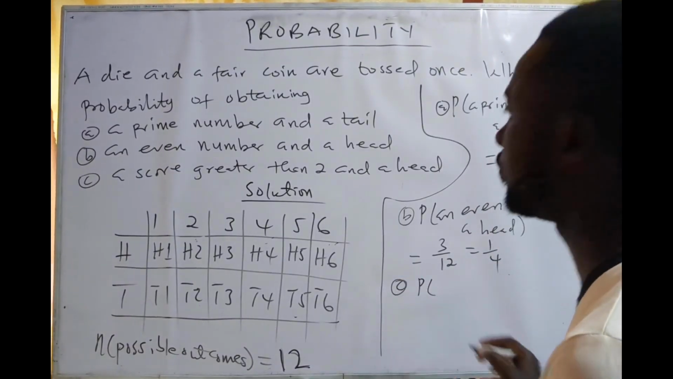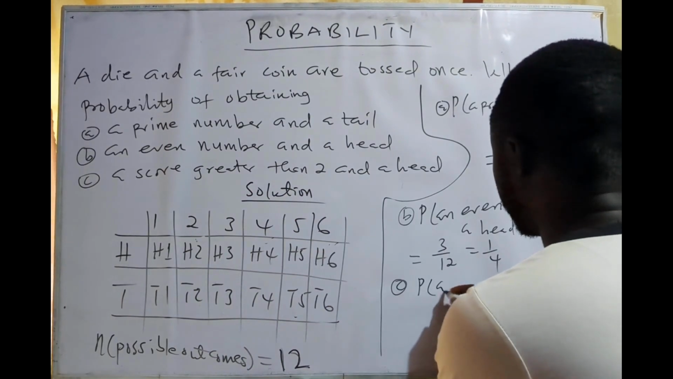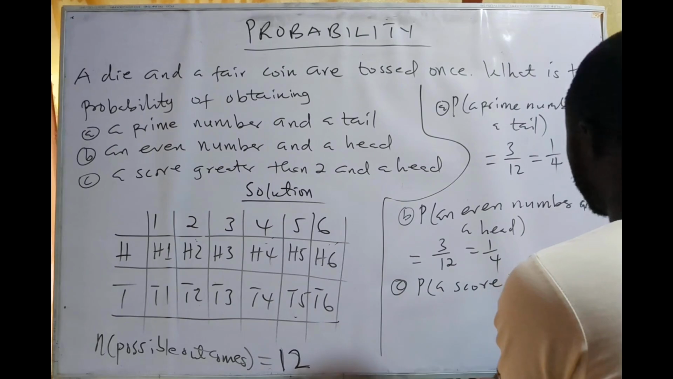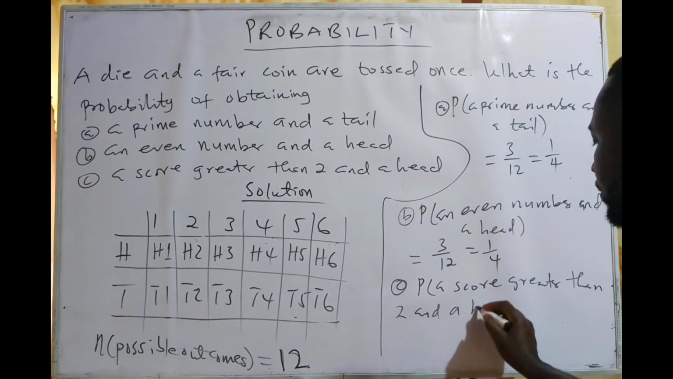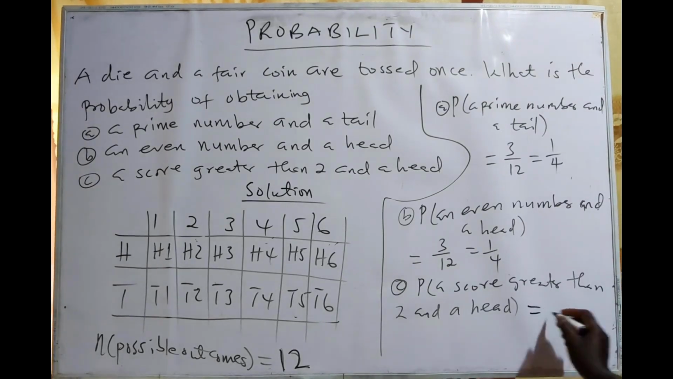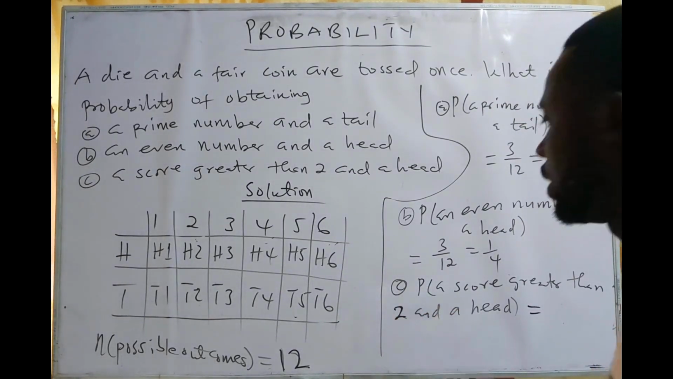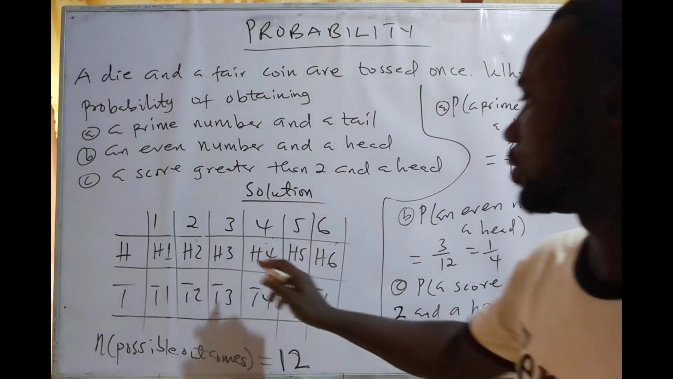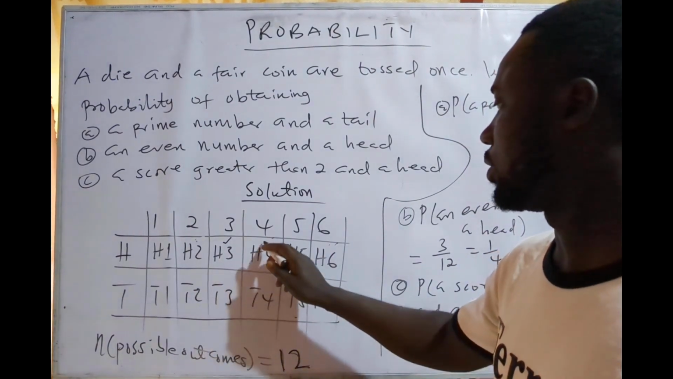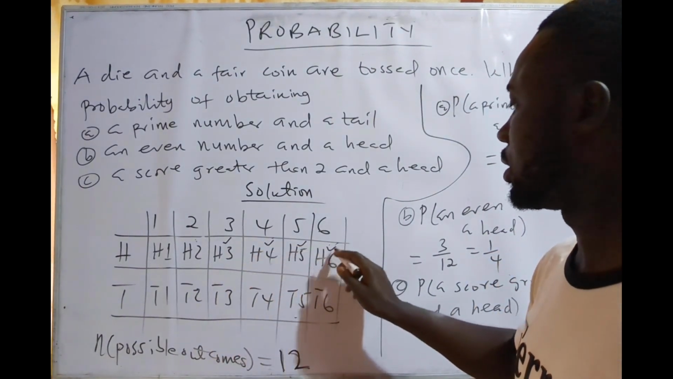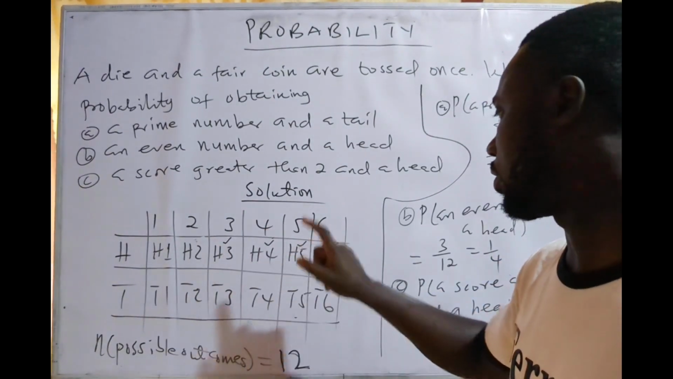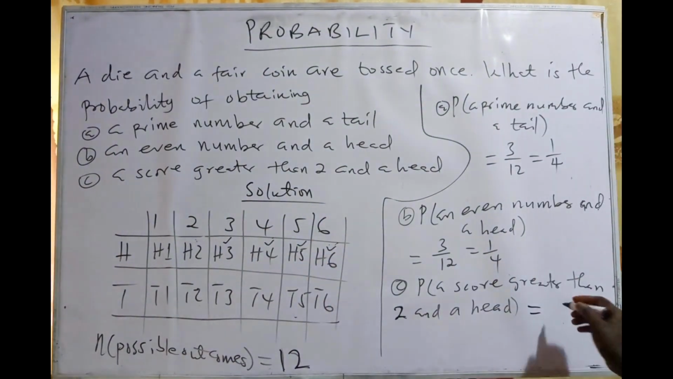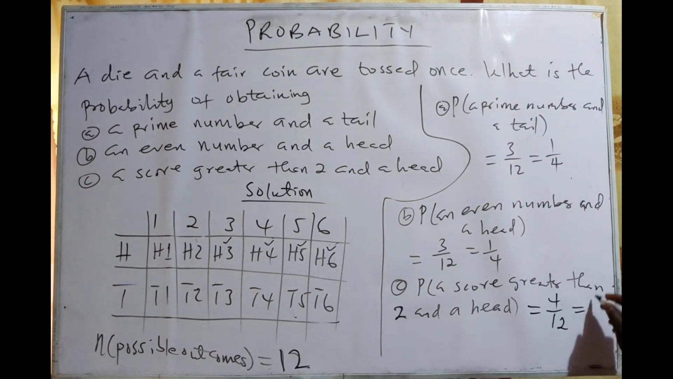And the last one, C, probability of a score greater than 2 and a head. So we are going to look at a score which is greater than 2 and then a head. 3 is greater than 2 and head, 4 is greater than 2 and head, 5 is greater than 2 and head, 6 is greater than 2 and head. So a score that is greater than 2 and a head is H3, H4, H5, and H6. 1, 2, 3, 4. So that will give us 4 out of 12, and that will give us 1 over 3.